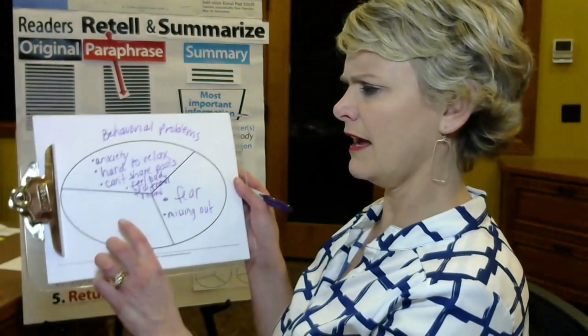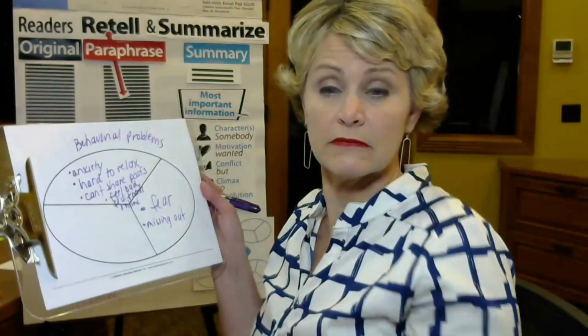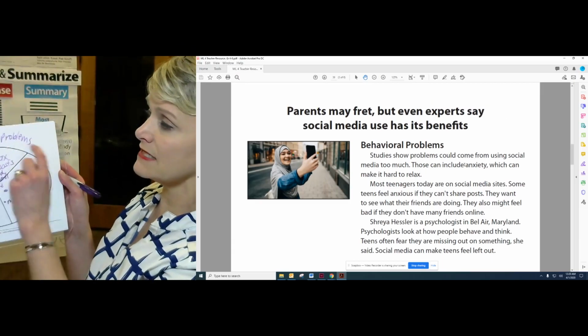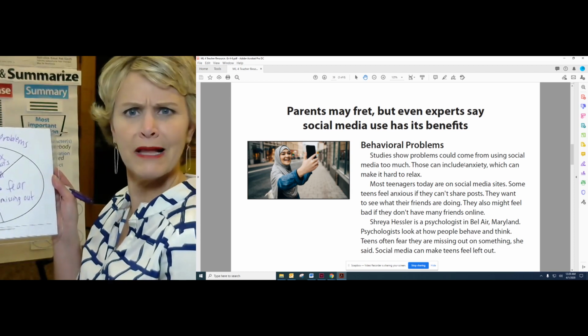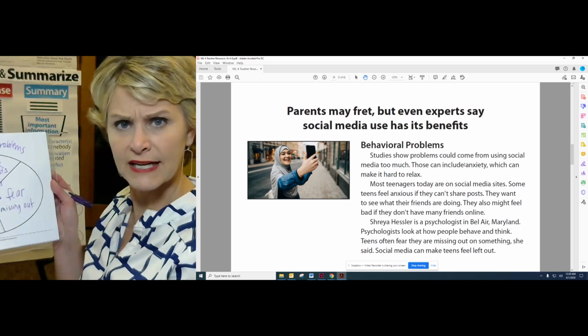But Mrs. Macken, you still have a spot there. I know, but the author didn't give me any more details for this category, behavior problems. So you can leave it blank. Don't make stuff up if the author didn't give it to you.